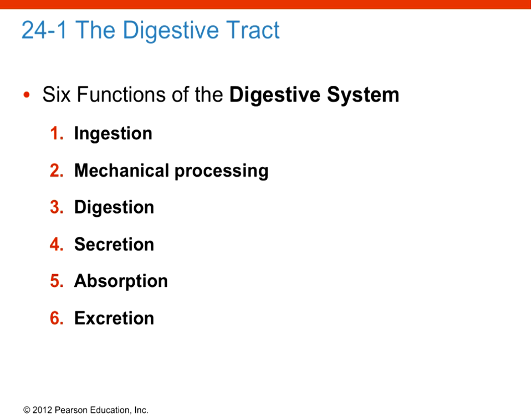Now, the 2 points where you have a conscious control over what happens in your digestive system are at ingestion and mechanical processing. You decide what you're going to put into your mouth, you decide what you're going to chew, and you're going to masticate.